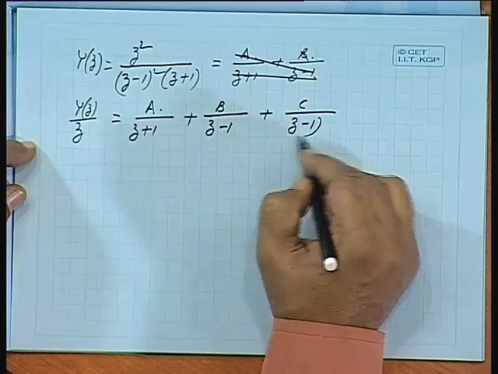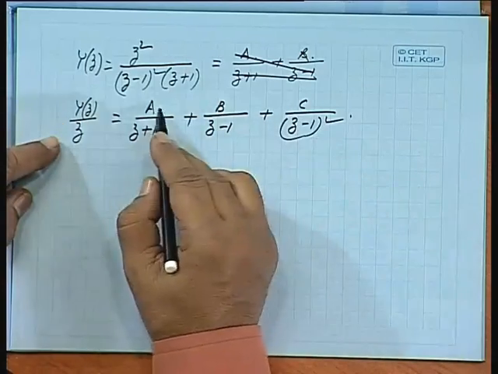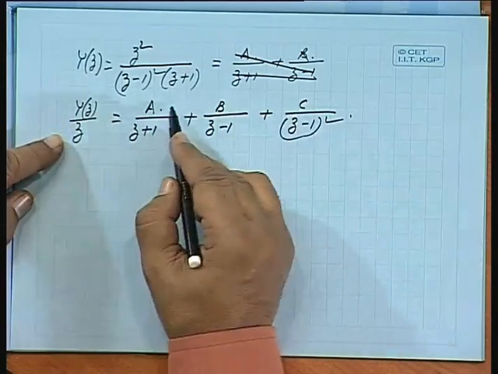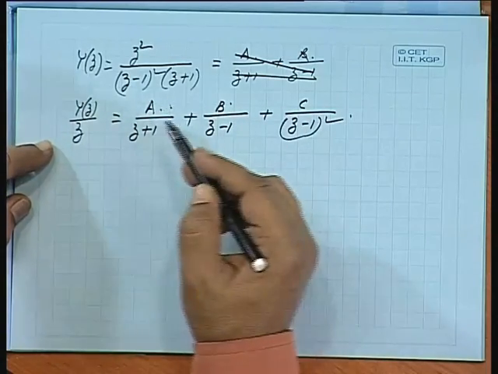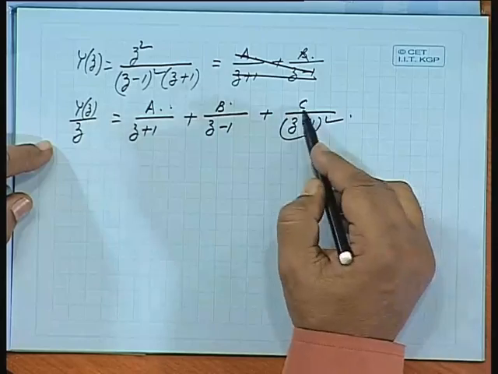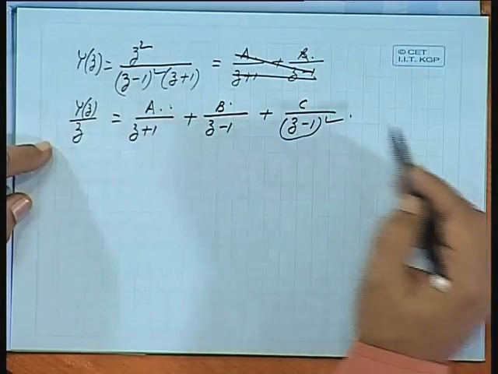After getting a, b, c, I will multiply z here, then a z by z plus 1, it is a standard form, b z by z minus 1, c z by (z minus 1) whole square, we know the corresponding values of y n. Similar thing you have done in network synthesis also. Remember RL circuit, you take Z(S) by S first, make the partial fractions and then get Z(S).